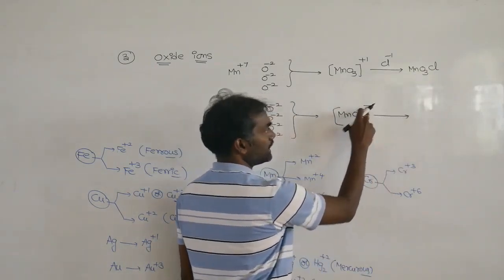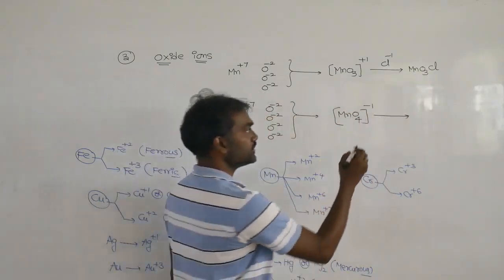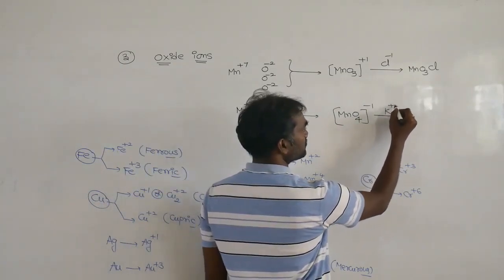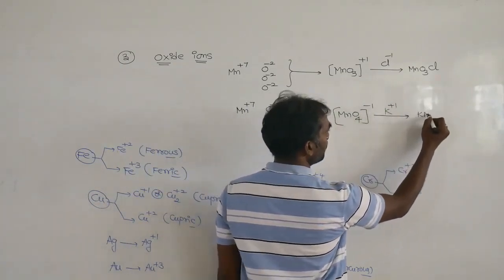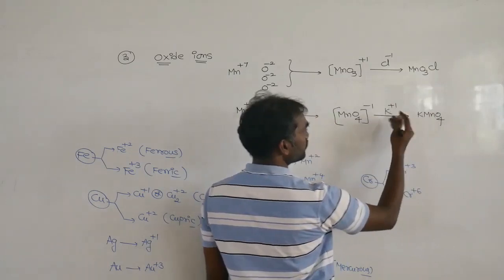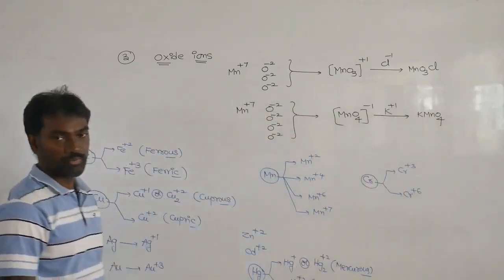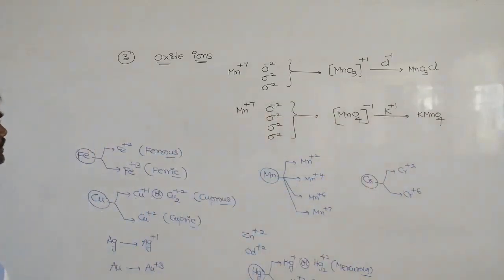Suppose here negative charge is there. So positive you can add. So K plus 1. So what happens? KMnO4. So you are getting potassium permanganate. So like that.